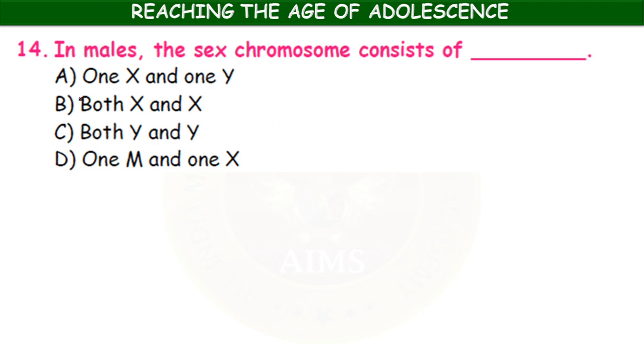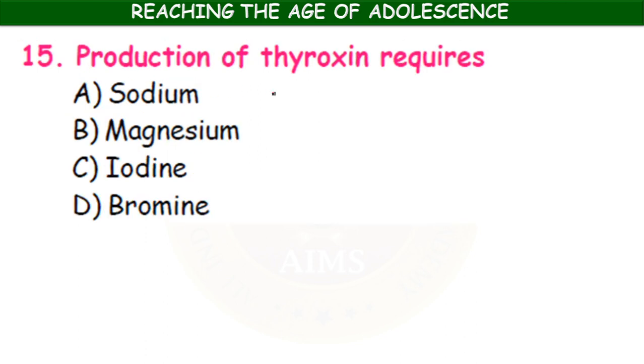In males, the sex chromosome consists of only one X and one Y, both X and X, both Y and Y, or one M and one X. So it is one X and one Y chromosome.